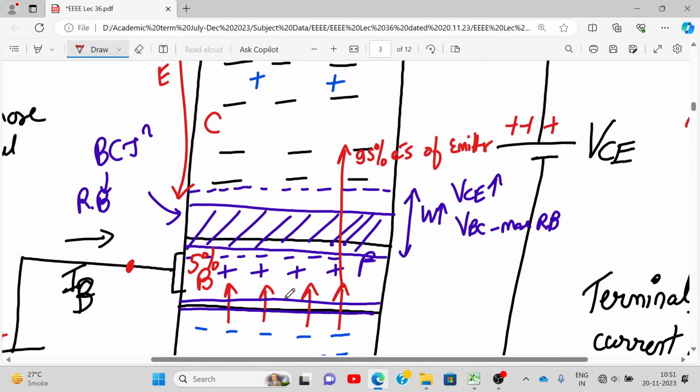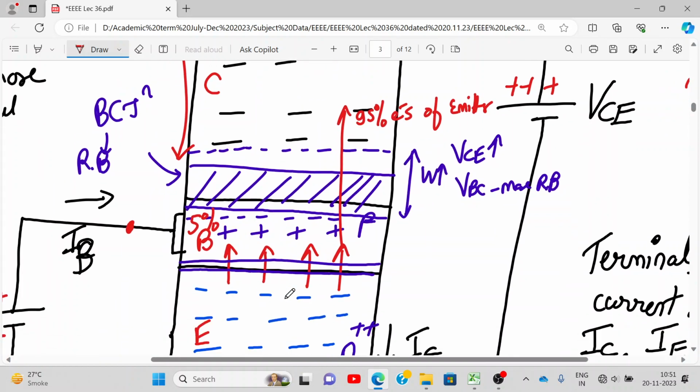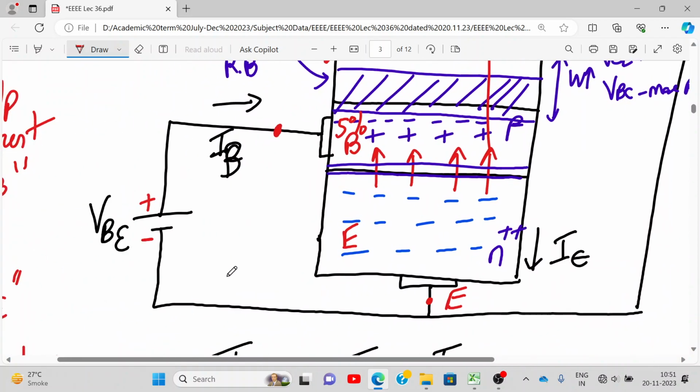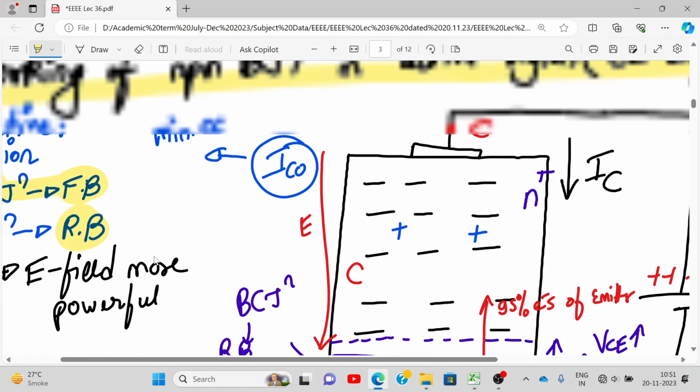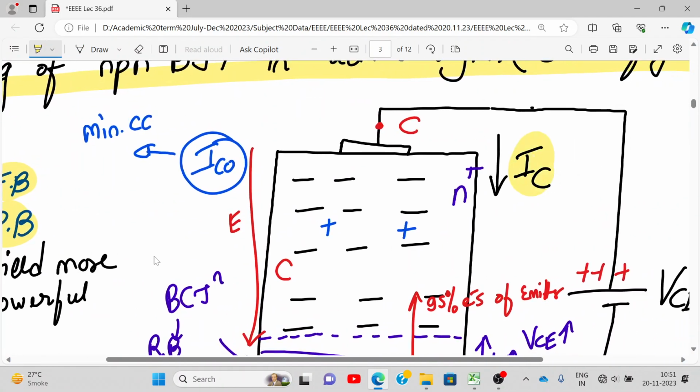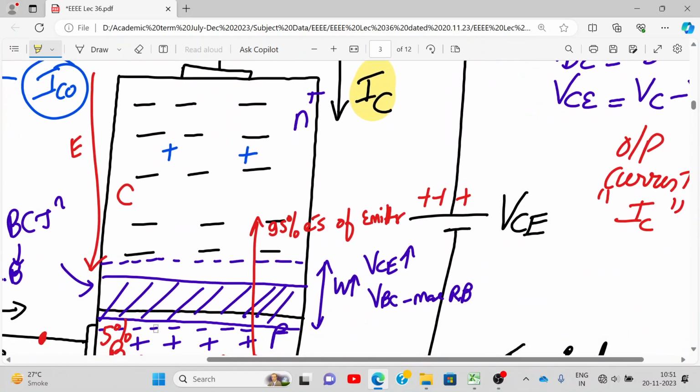So what you have written, the principle of BJT: the voltage applied between base and emitter controls the current at the collector terminal, right? That is exactly what is happening here. The VB voltage controls the amount of IC current flowing in the circuit, provided you also apply the VC voltage.